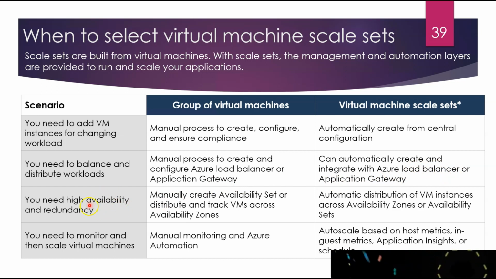And also for high availability and redundancy, when you're creating virtual machines, you must choose the proper availability sets and availability zones. Whereas virtual machine scale sets automatically distribute the load across your availability zones and availability sets, so it is taken care of automatically. You also need to monitor and scale the virtual machine. Let's say the virtual machine is reaching 80% CPU utilization; you might have to scale by adding more CPU or memory manually. That's a completely manual step for a virtual machine.